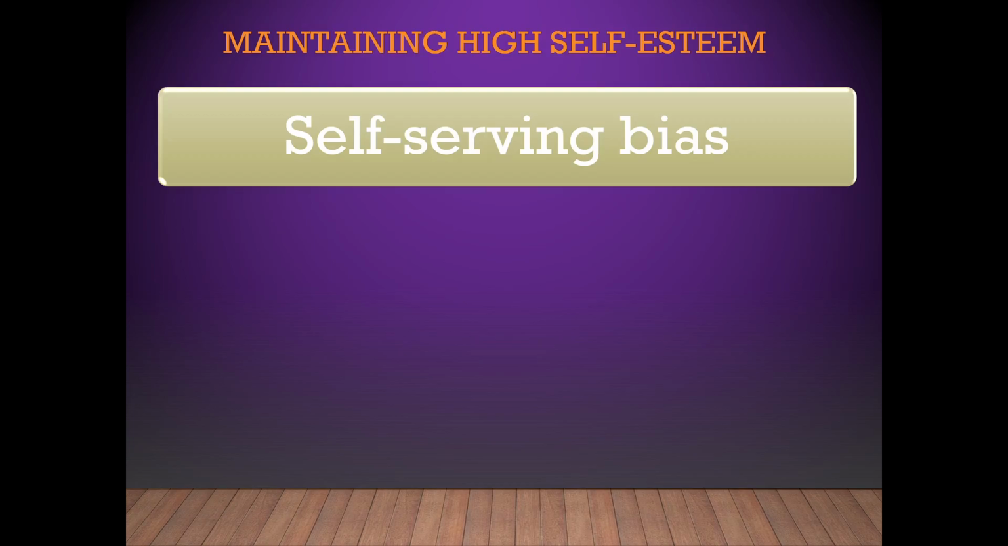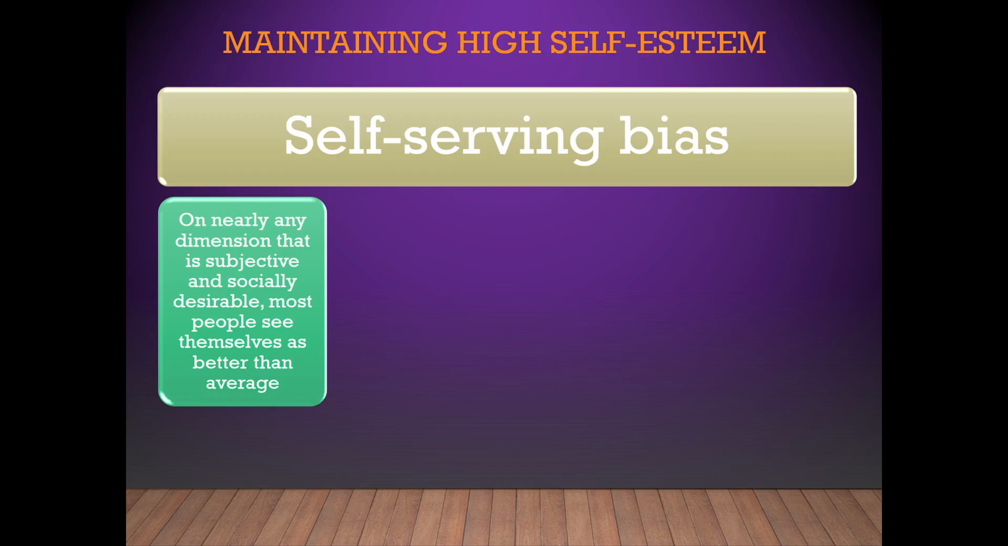The reason why, in a nameless, faceless group of people who are our same age and sex, we tend to fare better is that we tend to give ourselves credit for things that we just sort of assume they don't do. We are biased towards interpreting our own behavior through a lens that benefits us. And it's good. It's a good thing that we do it on nearly any dimension that is subjective and socially desirable, which all the things on that little scale I gave you fit those descriptions. Most people see themselves as better than average.